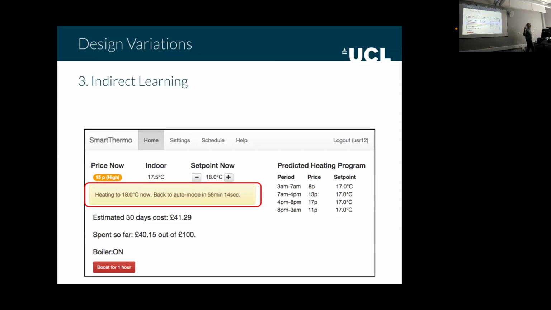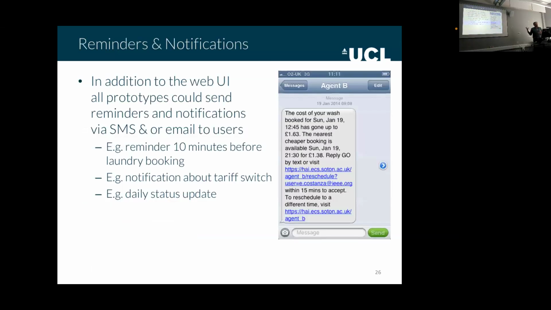So when you press the plus button, you change the temperature only for 1 hour, and then the system after 1 hour reverts back to the learned model. All the systems I presented, not just the thermostat, but also the washing machine one and the tariff agent, in addition to having a web UI, which I showed before, can send users text messages or emails for things like reminders of the bookings or notification about switching tariff, and also daily status updates. Today, you spent so much on energy and you consumed so much that was renewable or not, et cetera, et cetera.